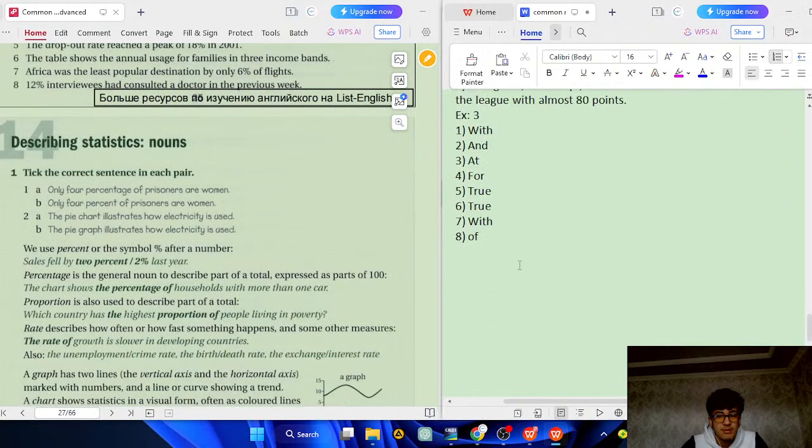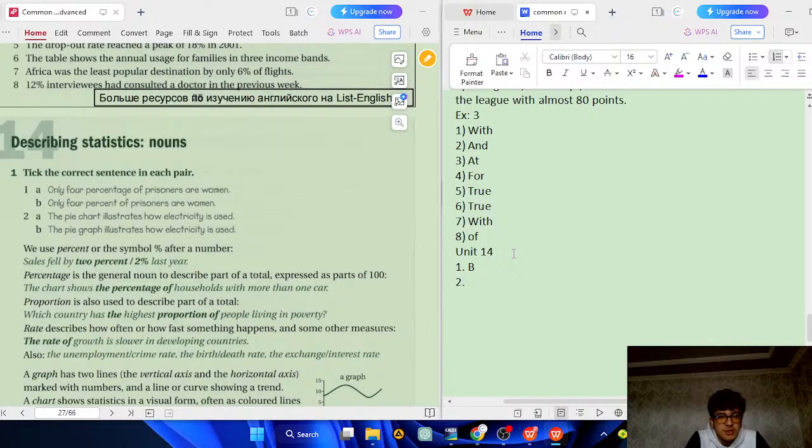And then unit 14. Only 4% of prisoners are women. I think it's B. I've never seen like 4% of, 18% of. No, 5%, 12%. Yeah.